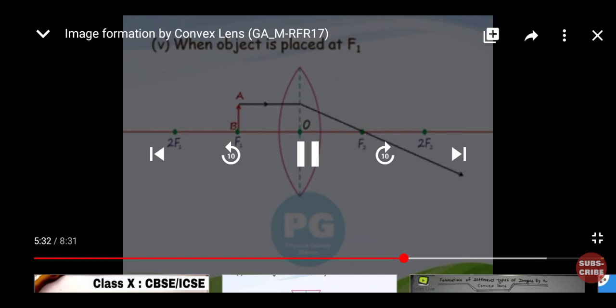When the object is placed at f1, the same object AB is now placed at f1. A ray of light parallel to the principal axis will pass through the principal focus on the other side of the lens, and the second ray of light, which passes through the optical center, will go undeviated. And we see that these two refracted rays are parallel to each other, so they will meet at infinity. So we say the image is formed at infinity, and it will be highly magnified. Here we will not talk about real or virtual, we will just say the image is formed at infinity, which is highly magnified.